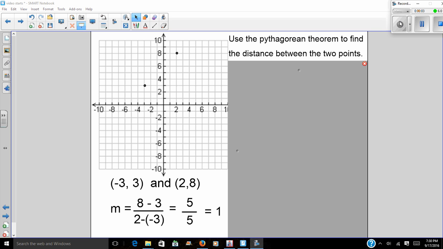Hello again, this is Mrs. Gillihan with another problem on how to find the distance between 2 points on a coordinate plane using the Pythagorean theorem. And the goal, of course, here is to connect what we are doing with the slope formula, which we'll talk about here. In this case, we have 2 points plotted.